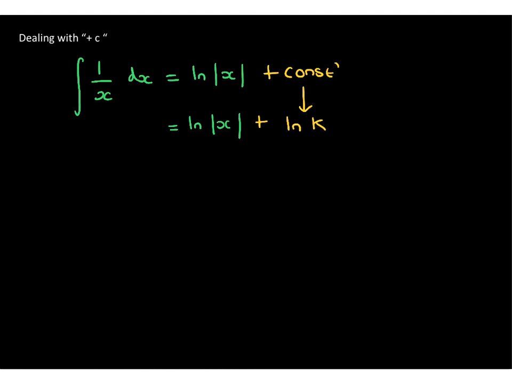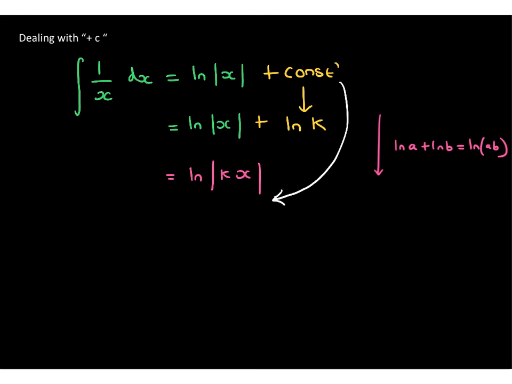Now, because I then have a sum of two separate ln functions, I can use my laws of logarithms, which tell me that ln of a plus ln of b is the same as ln of ab. So I can then express this as the ln of mod kx. And I've incorporated my constant of integration into the overall ln function. And this is a technique you will need to use later on, particularly, as I said, when you're solving differential equations, something you will come across much later in the Year 2 course. So do bear this strategy in mind.